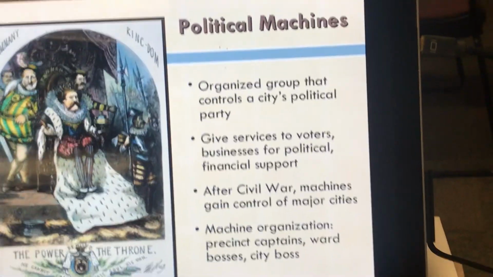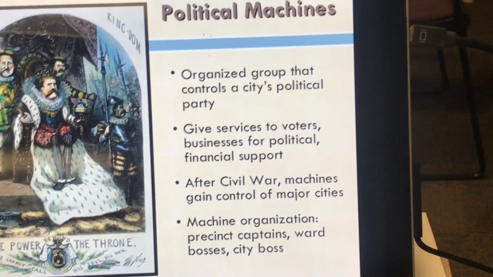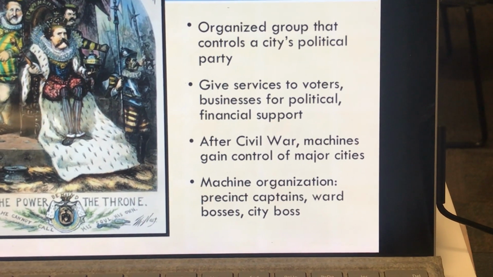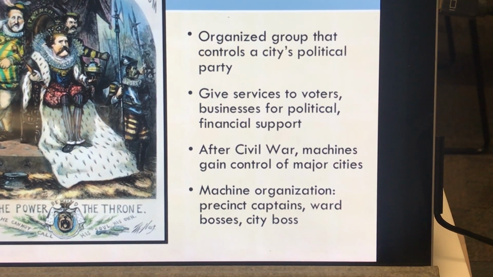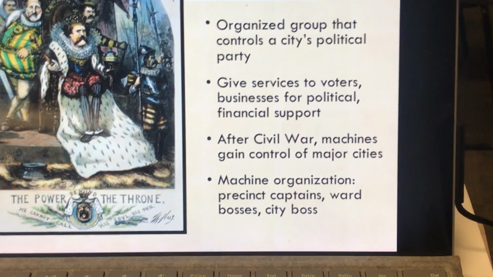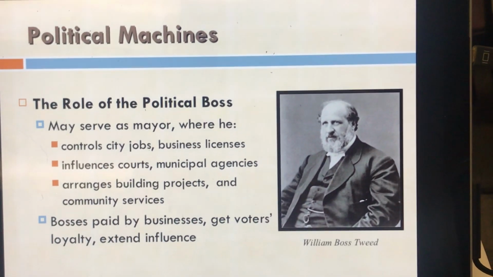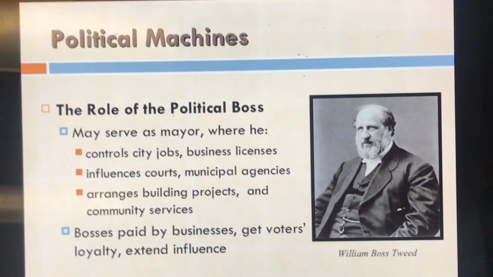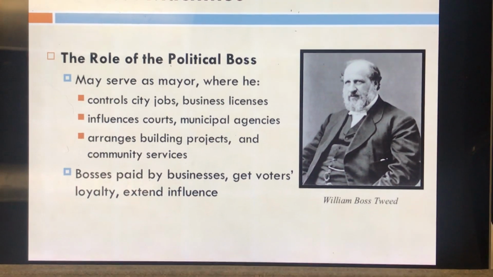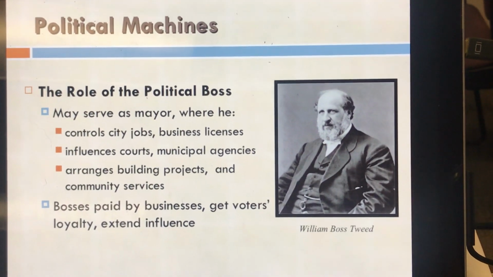Just about every major city had a political machine after the Civil War. The machine organization consisted of precinct captains, ward bosses, and then the city boss. The city boss was the top boss. So the role of the political boss, he would serve as mayor a lot of times. He would get elected as the mayor, but he'd also be the political boss.